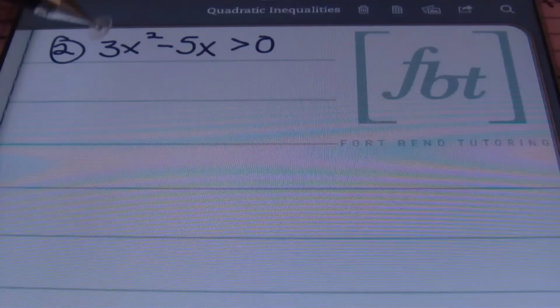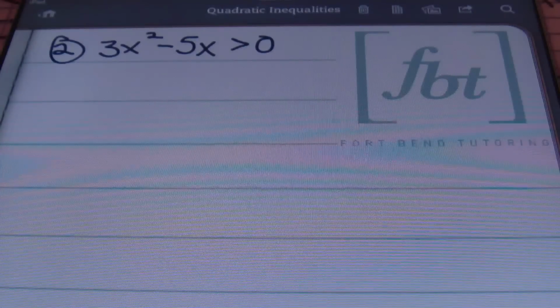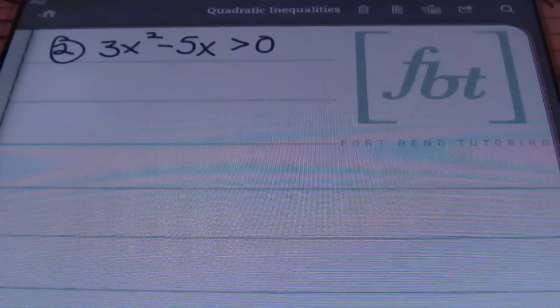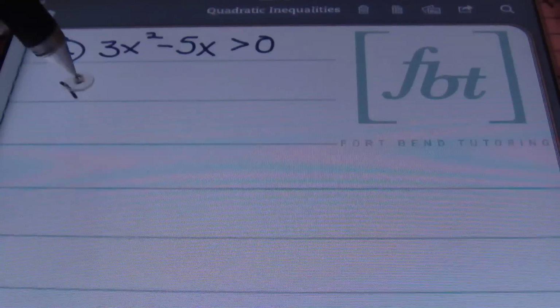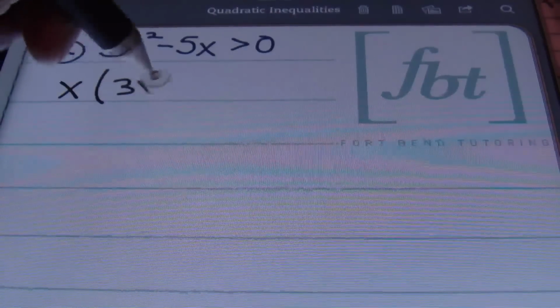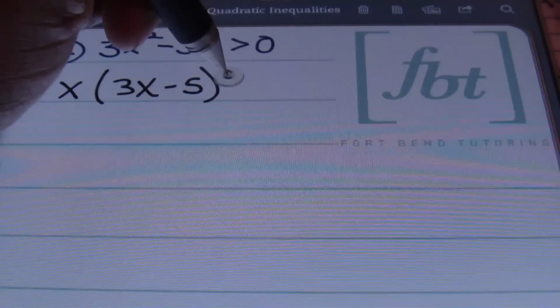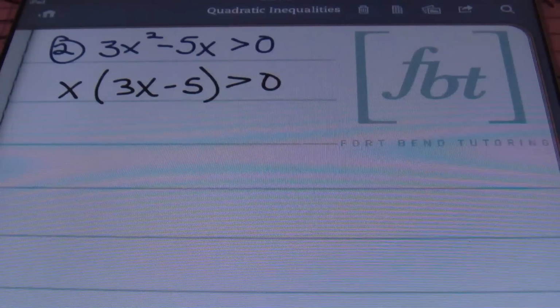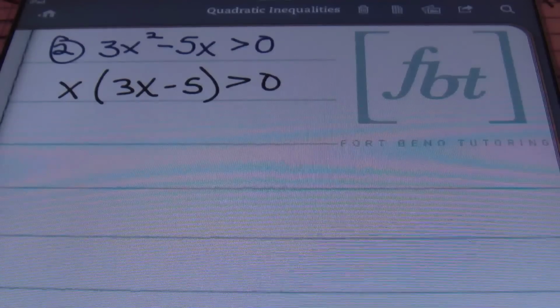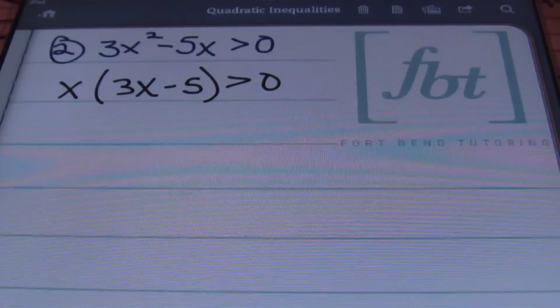And notice in these two terms here, the 3x squared minus 5x, those two terms share an x. So I'm going to factor out an x. So I can rewrite this as x times (3x minus 5), which is greater than 0. Next, you're going to find your critical values. So what do you do? You set each factor equal to 0.